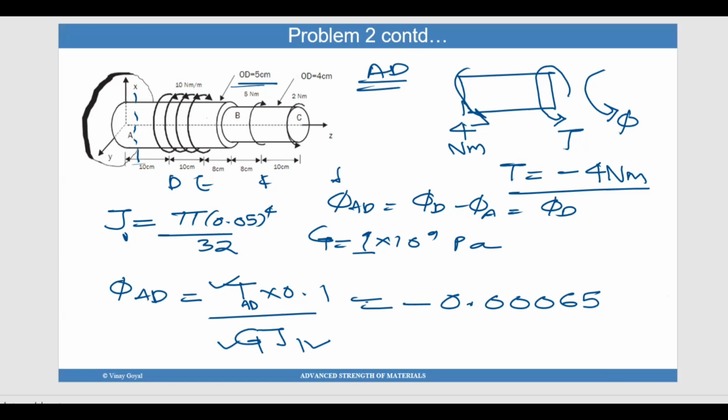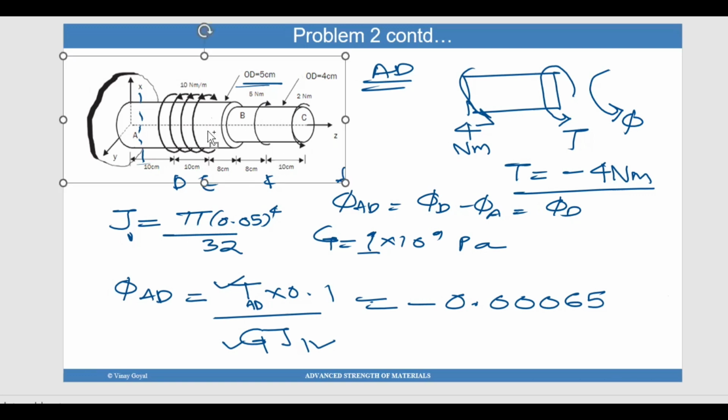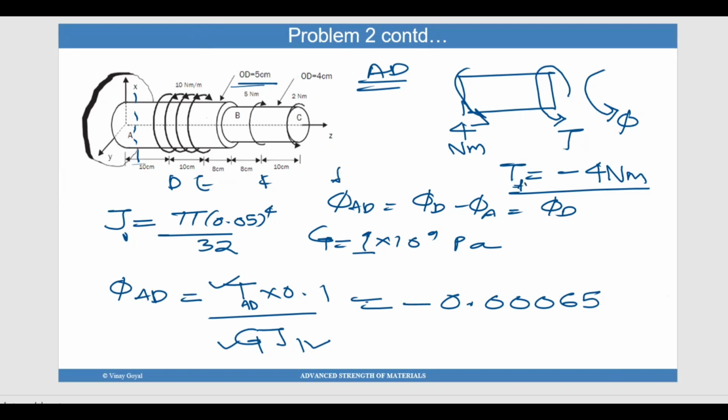So now that part is done, we move on to the next part of the same problem. Sorry, I just put TAD as this. The torque in AD is going to be the same throughout AD. So TAD, I plug that up. Go ahead.